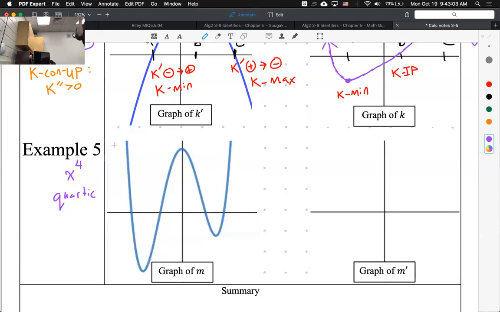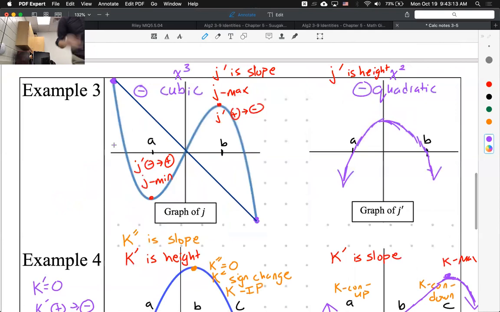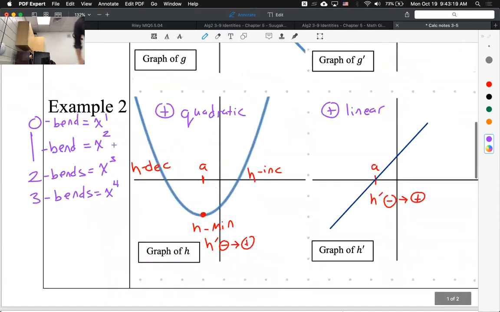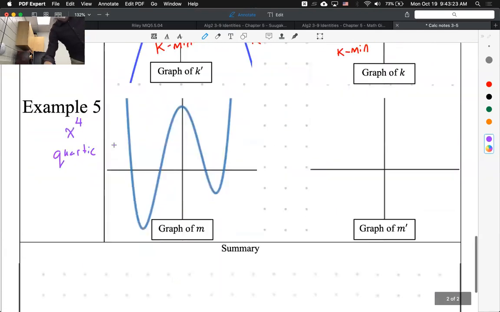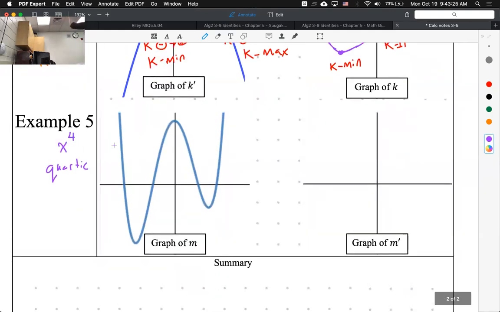In general, if you're looking at these graphs, pay attention to your right hand. Your right hand up or down will tell you if it's positive or negative. For example, up here on the graph of J, my right hand was pointing down, so it was negative. Up here in example 2, my right hand was pointing up, so it was positive. Down here in example number 5, my right hand is pointing up, so it's positive. Your right hand affects whether you're positive or negative.